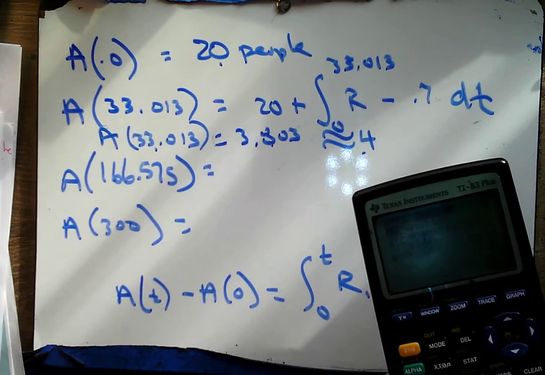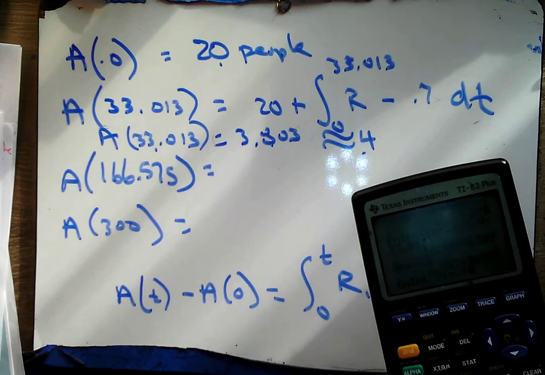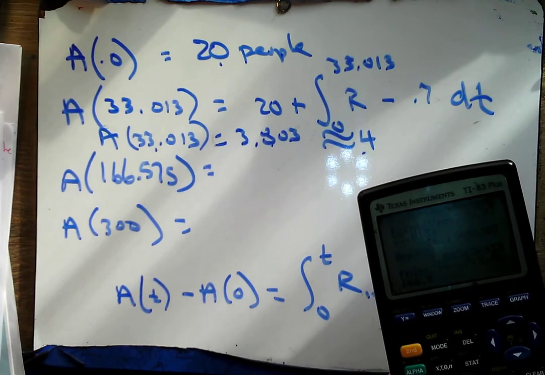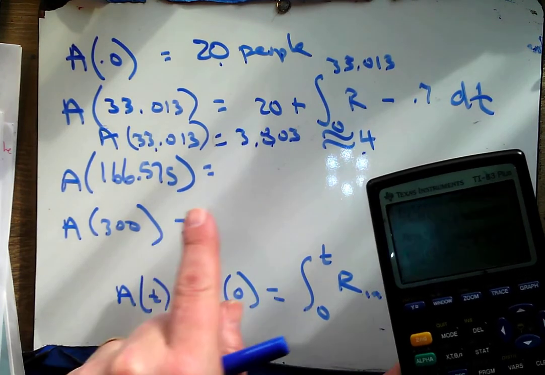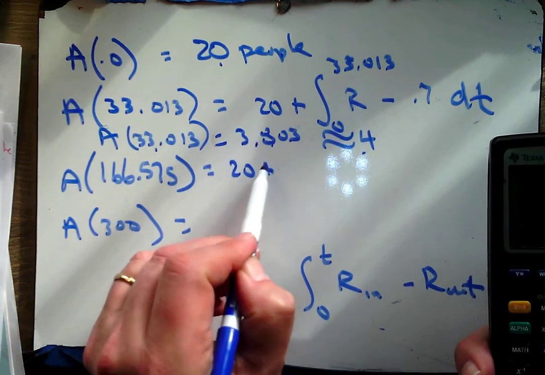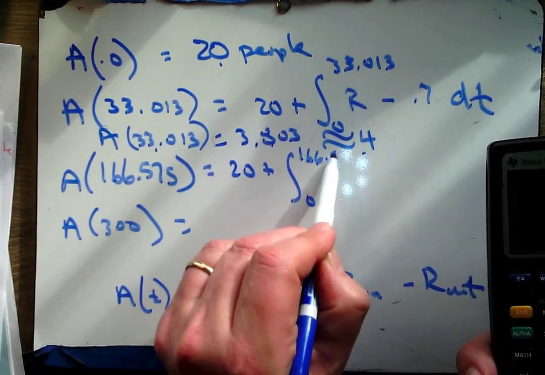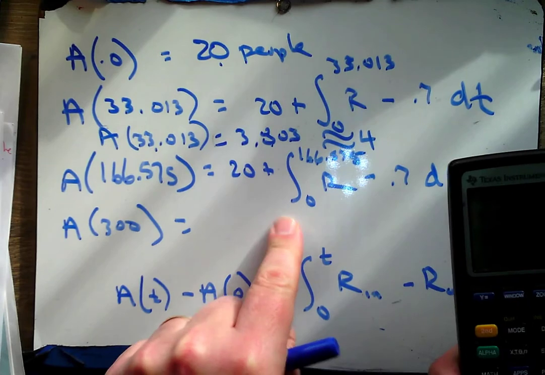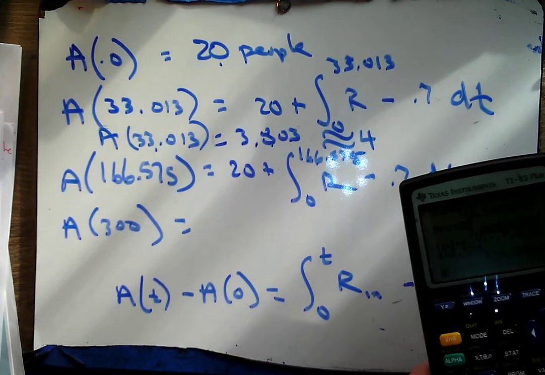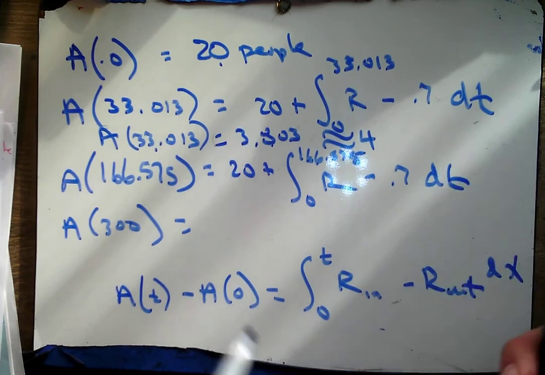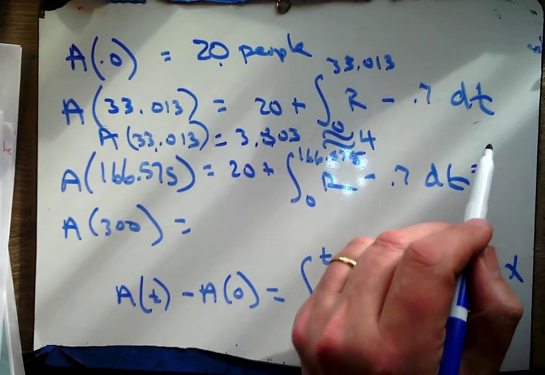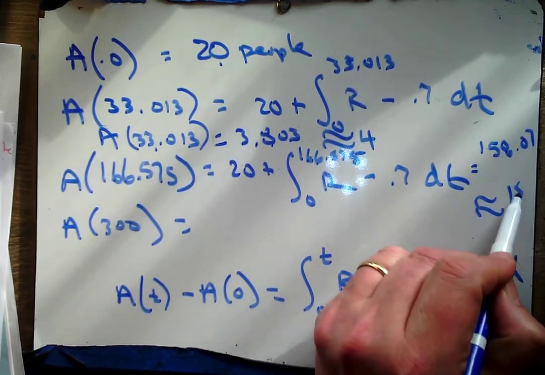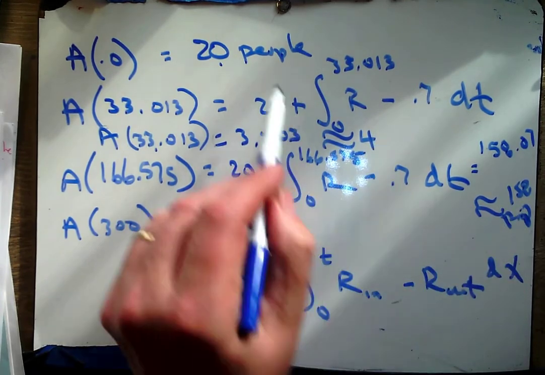And we want y1 minus 0.7, comma x, comma 0, comma 166.575. And again, when I get this integral, 0 to 166.575 of r minus 0.7 dt. When I get that integral value, 138.070, don't forget to add 20. And so we know that this value is 158.07. That's approximately 158 people. Definitely bigger than either of these two.